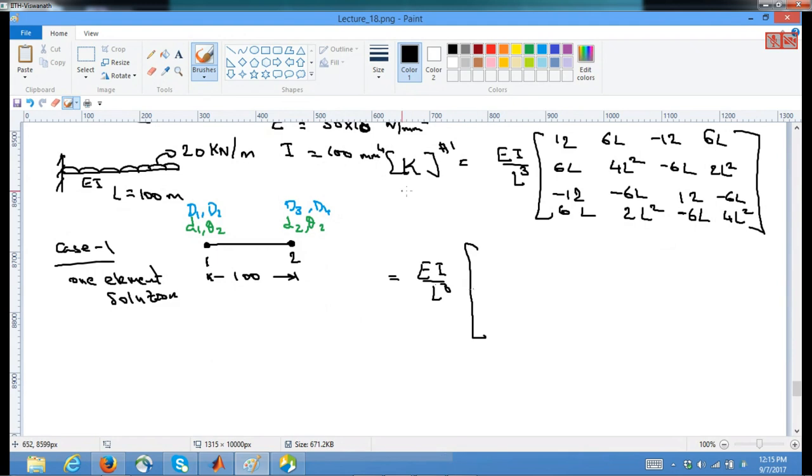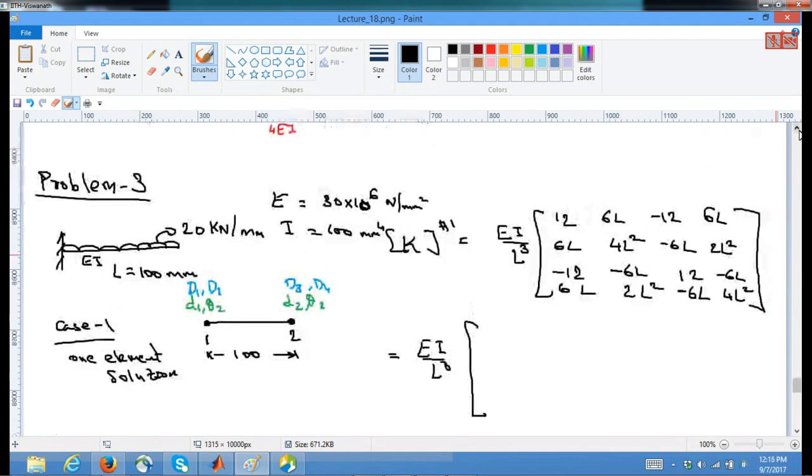Let us take this one as mm instead, so that the meter would not be very huge. So let us make it into 100 mm and 20 kilonewton per mm. In that case, we just have to watch for our units. So EI is in Newton per mm square, and I is mm to the power of 4.